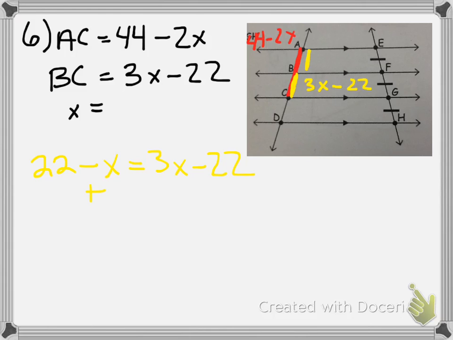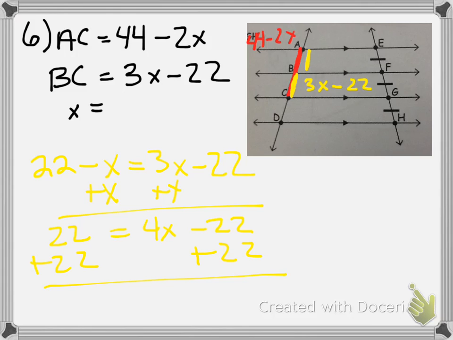So we're going to add x here and add x there. We get 22 equals 4x minus 22. Then add 22, and that gives us 44 equals 4x, so that means x is equal to 11. So x is equal to 11.